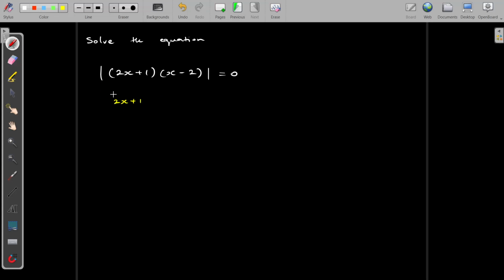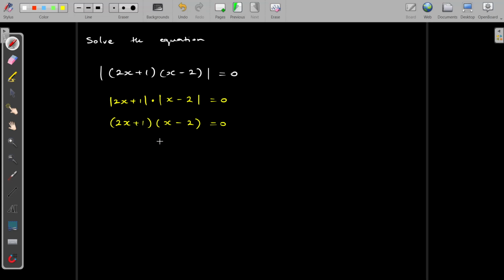So what I was saying is that we can treat this as the modulus of 2x plus 1 times the modulus of x minus 2, and this is equal to 0. So now, dropping the modulus symbol, we will get 2x plus 1 times x minus 2 is equal to 0.